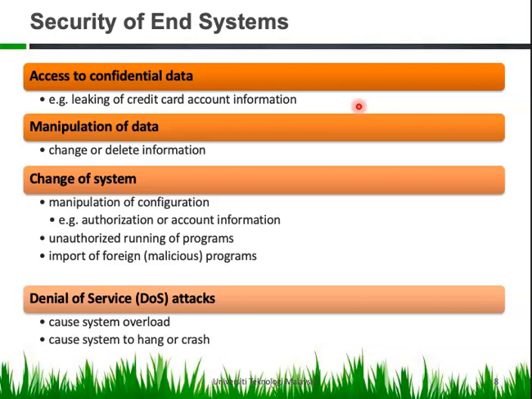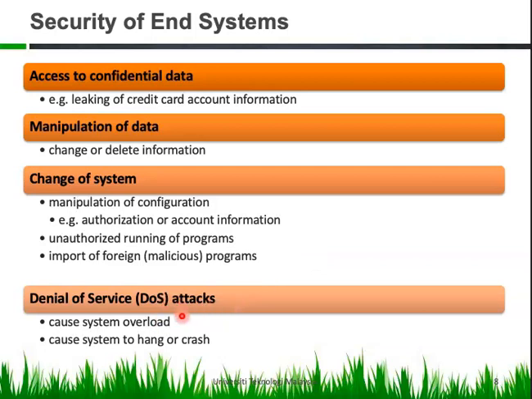Security of end system means the security at the source and also at the destination. Before the data is sent to the destination, we do not want any manipulation of the data, for example, change or delete the information. Another one is change of system. We also have to avoid the manipulation of configuration, for example authorization or account information. Also unauthorized running of programs at the source or the destination, or import of foreign or malicious programs. For example, an operating system attacker that can control malicious files and applications in the end system. Another one is denial of service or DOS attacks.